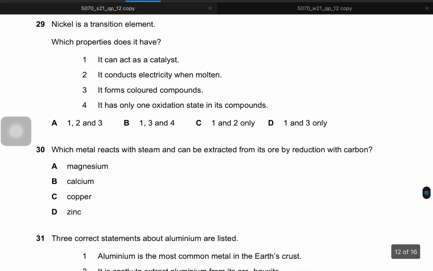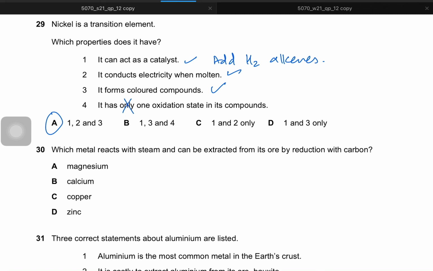Nickel is a transition element. Which properties does it have? It can act as a catalyst. Yes, thank you. It is used in the addition of hydrogen to alkenes. It conducts electricity when molten. Yeah, it's a metal. It will definitely conduct electricity. It forms colored compounds. It is a transition element. It has only one oxidation state in its compounds. Now that is not true because it's a transition element, so we can't be sure of that. It may have variable oxidation states.